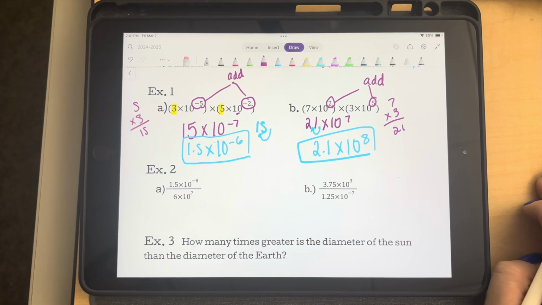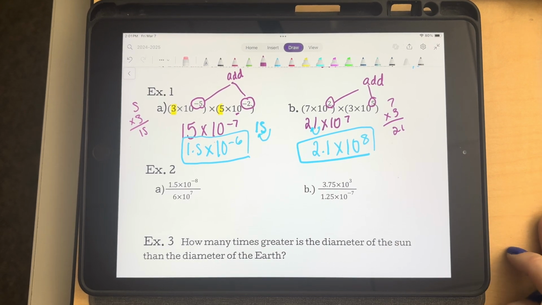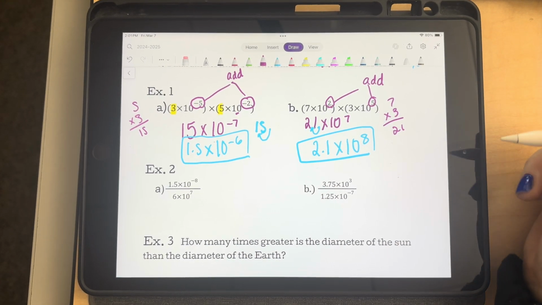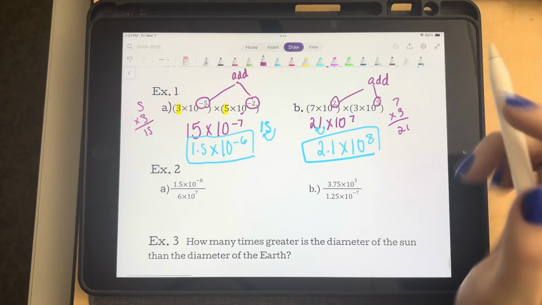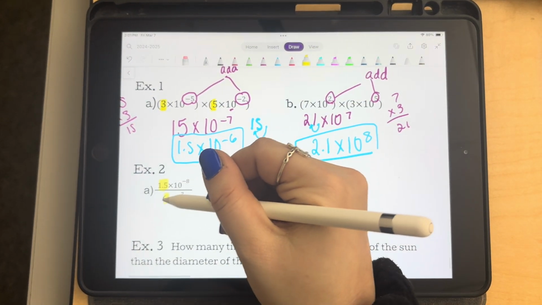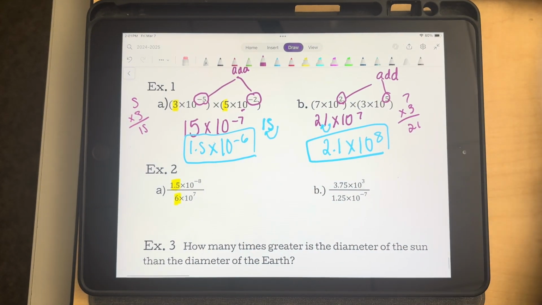Okay, same steps for dividing. So multiply or divide the bases, then we do the exponent rules, and then our final answer should still be written in scientific notation, okay? So we've got 1.5 and 6. It is being divided. So I'm going to divide like I normally would.